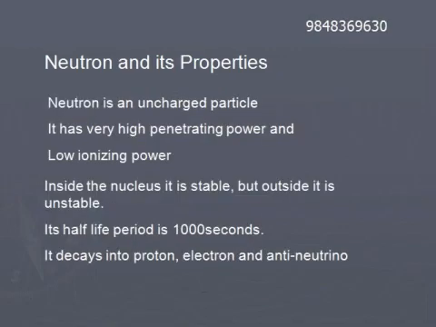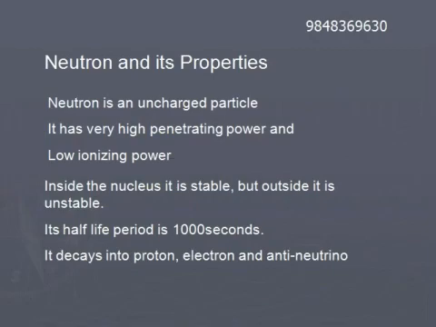Neutron is an uncharged particle. It has very high penetrating power and very low ionizing power. Inside the nucleus, it is a stable particle. As long as it is inside the nucleus, it is stable, but outside the nucleus, it is unstable. Its half-life period is about 1000 seconds.